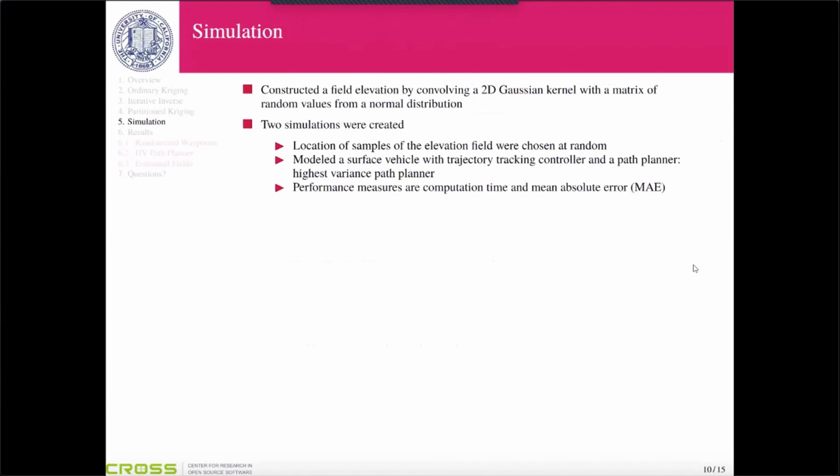And then we also modeled a surface vehicle with trajectory tracking and with a path planner. We would locate the places with the highest variance, and that would be how we did path planning: just locate points with the highest variance and control the vehicle to go there. And then as we get to that point and collect more measurements along the way, we form another estimate of the field and repeat.